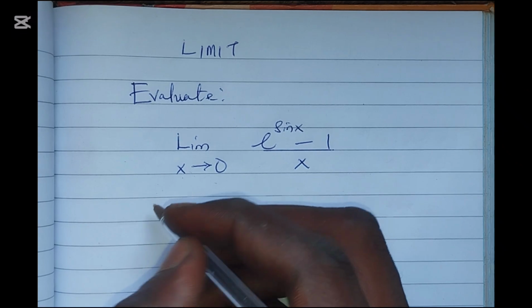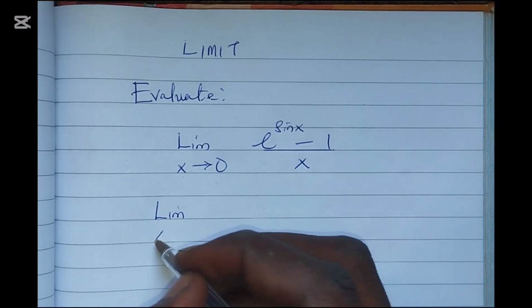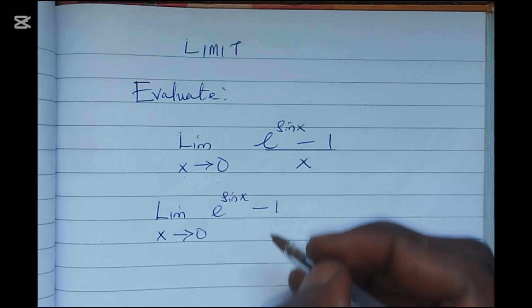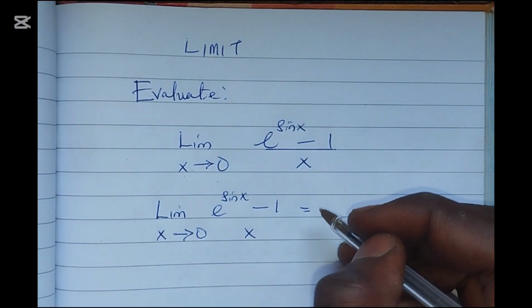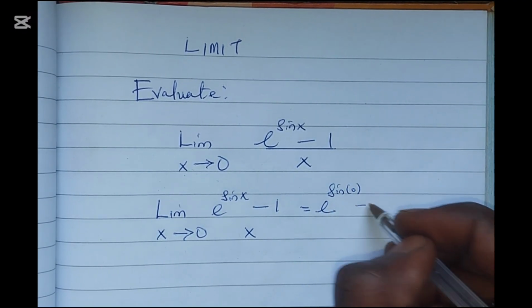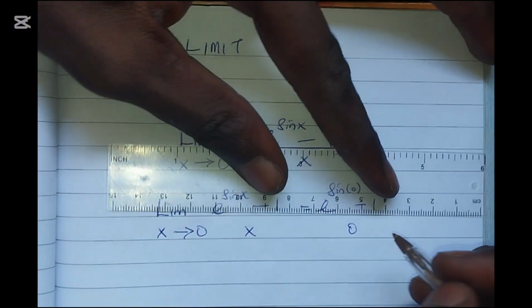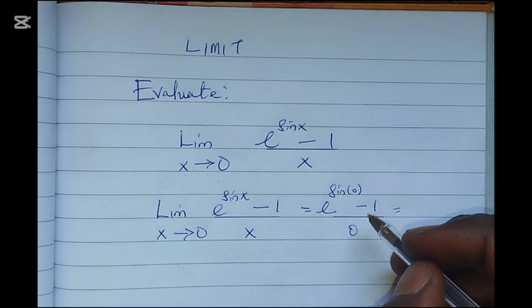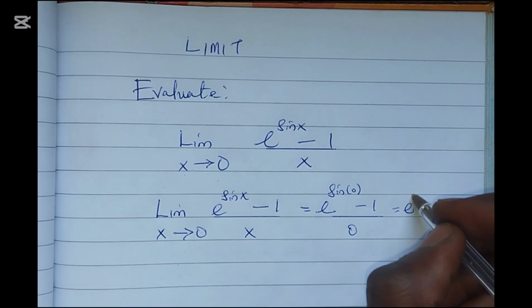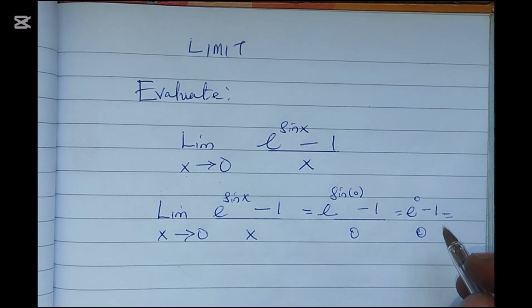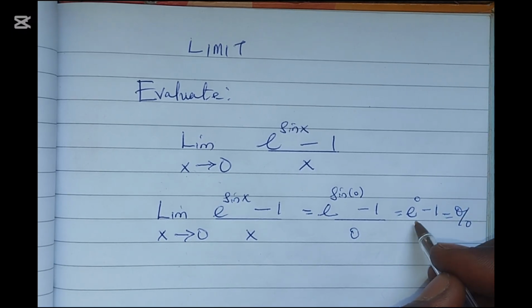So we have the limit as x tends to 0 of e to the sine x minus 1 all over x. At x as 0, we have e to the sine 0 minus 1 all over 0. Sine 0 is obviously 0, so we have e to the 0 minus 1 all over 0. E to the 0 is 1, and 1 minus 1 is 0, so we have 0 all over 0 as a result.